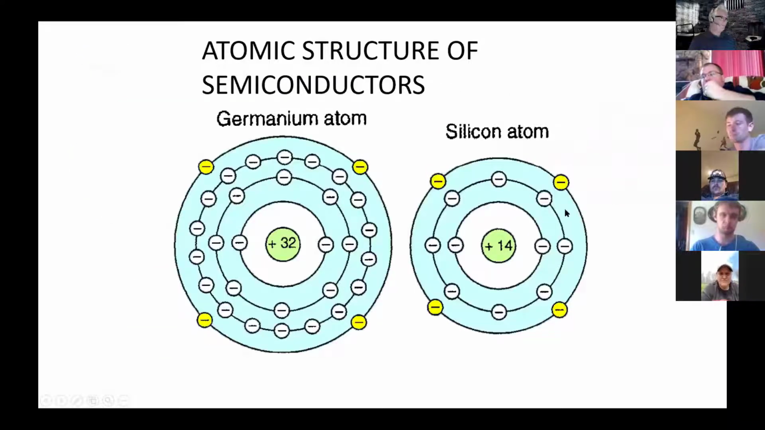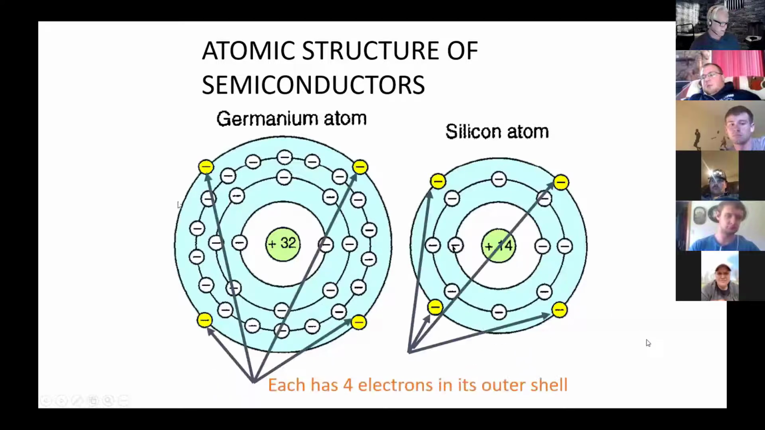So here's a couple of typical substances that they use in semiconductor devices: germanium and silicon. If we look at germanium, it's atomic number 32 because it has 32 protons. It also has 32 electrons, but it has 4 in its valence orbit. Silicon has 14 protons, 14 electrons, again, 4 in the valence or outer shell.